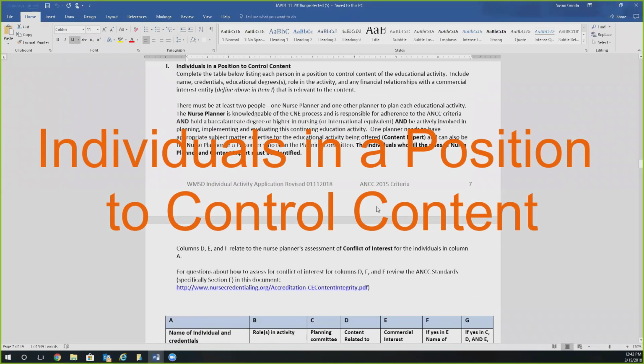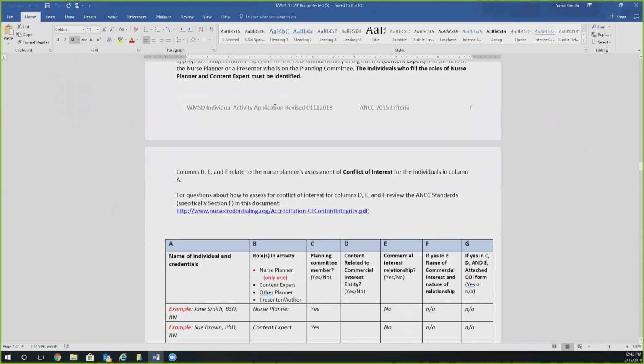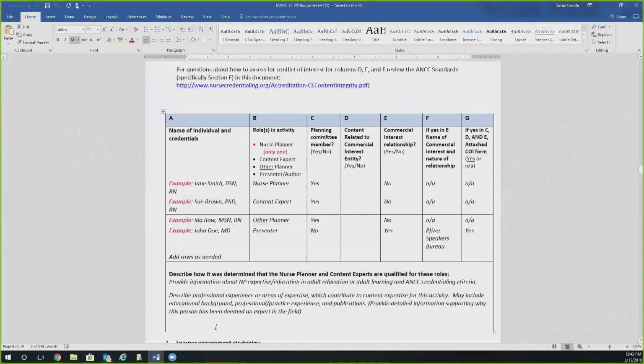Section I, these are people who are in a position to control content, and it says you must have at least 2 people on your planning committee. This is the table here as to who's on your planning committee. Your planning committee minimally must include a nurse planner and a content expert. I also add, you probably want to have all of your presenters listed because they obviously have some degree of controlling the content. Answer the questions, they're right here.